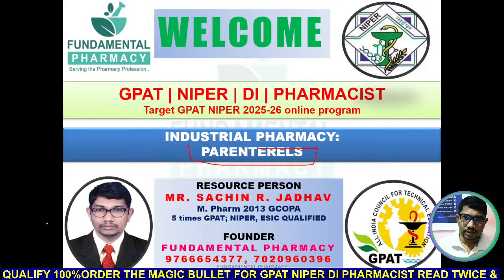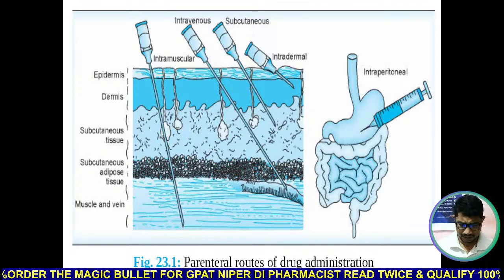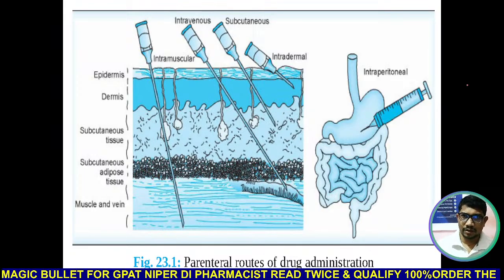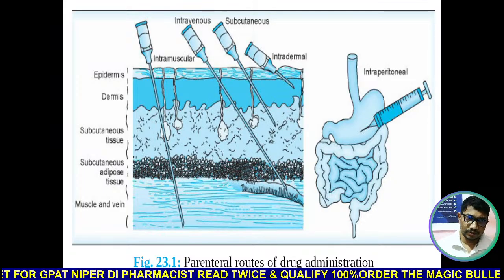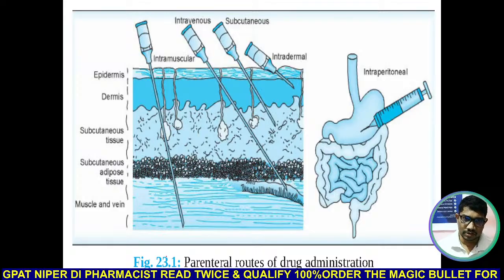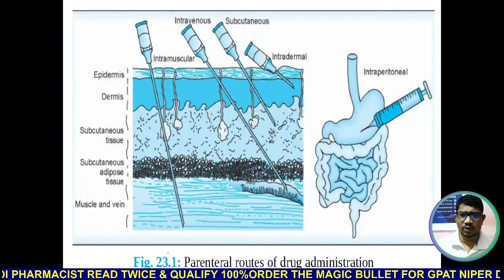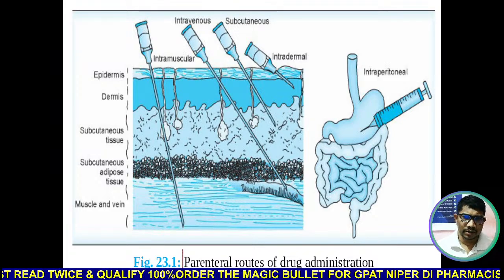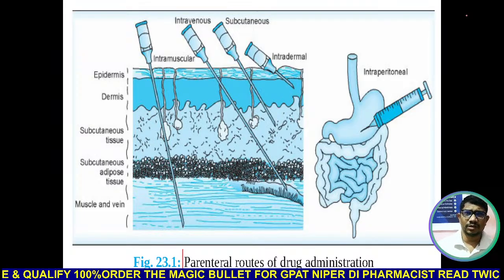All right, so industrial pharmacy, in that again one chapter is remaining known as the parenteral products or sterile products. So before that you should understand the different routes for administration, different parenteral routes for drug administration. So what are different parenteral routes?